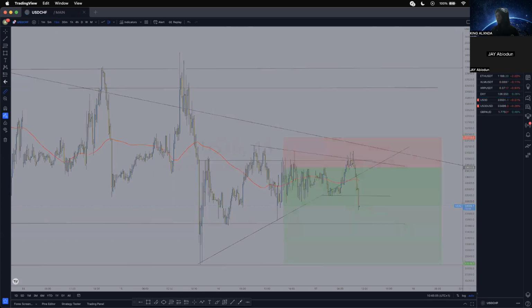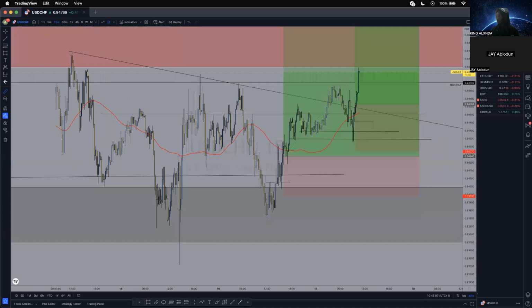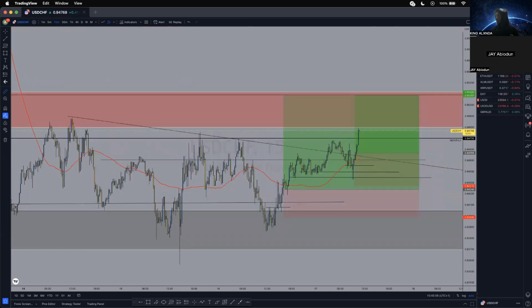Which three instruments? FX and indices, US30. I don't trade crypto actively though, that's the thing. I trade it once in a while.